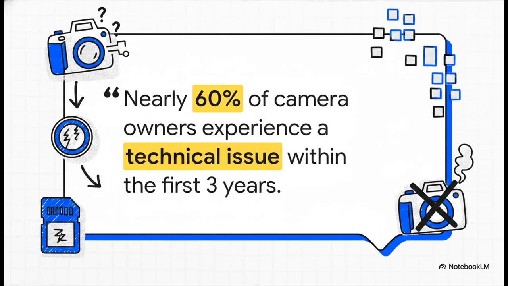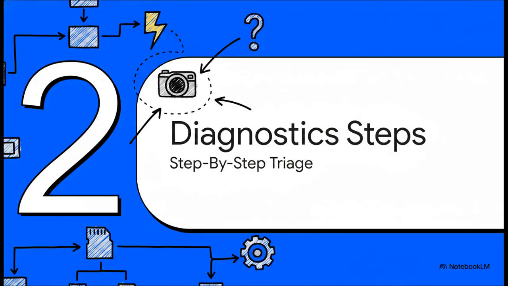Get this. Nearly 60% of camera owners face some sort of technical hurdle within their very first 3 years. So, if you're seeing these messages, you are absolutely not alone. But ignoring these early warning signs can lead to the permanent degradation of your images or even a completely dead camera. Moving right along to Section 2, Step-by-Step Diagnostics.